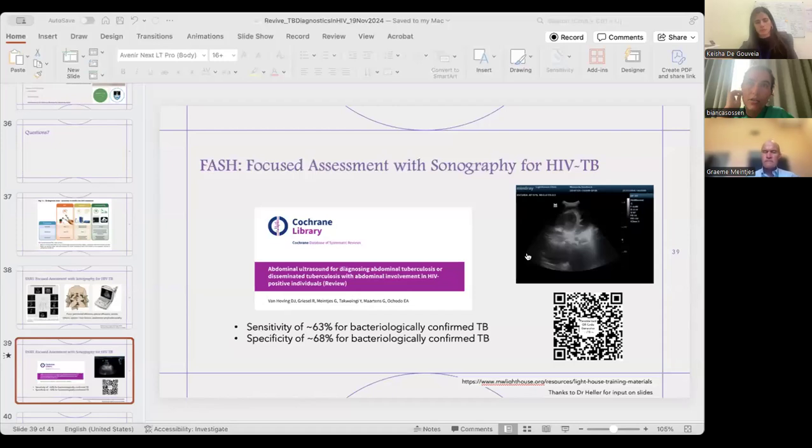So in those cases, you generally want to either repeat the sample or consider the general clinical condition of the patient, potentially send off cultures.